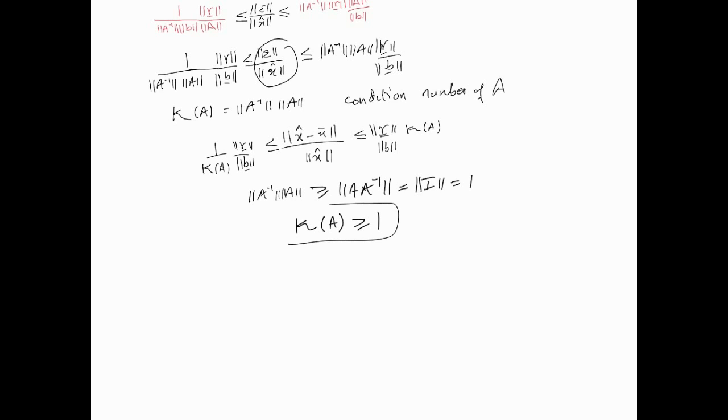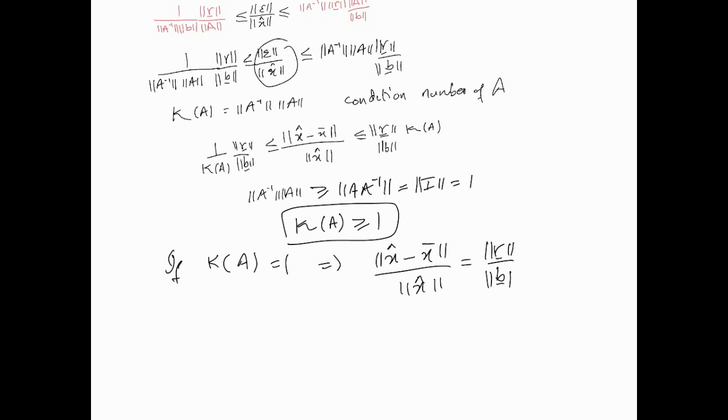Now, that's a very important and interesting result. If kappa of A in fact is equal to 1, this implies that we can exactly compute the relative error. Okay, the relative error is equal to, in fact, in this case, the residual over b. Okay, that's an important result.